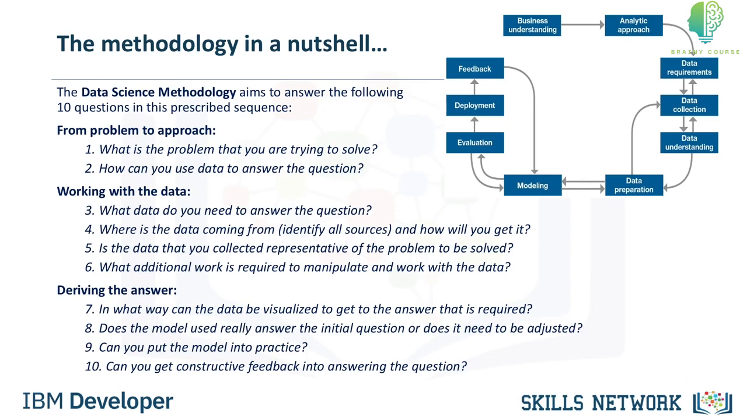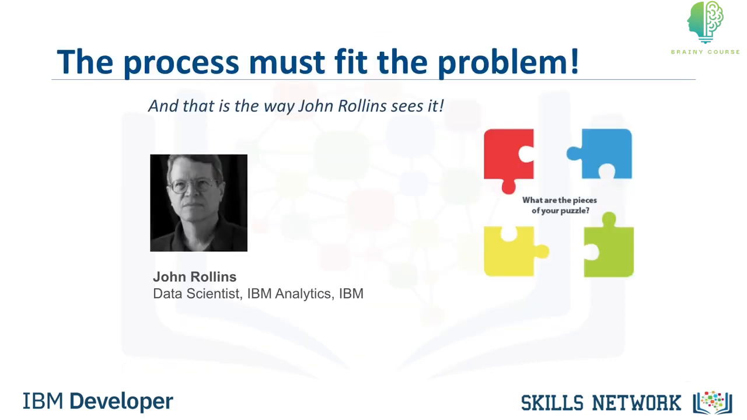And finally, you learned, in a nutshell, the true meaning of a methodology, that its purpose is to explain how to look at a problem, work with data in support of solving the problem, and come up with an answer that addresses the root problem. By answering 10 simple questions methodically, we've taught you that a methodology can help you to solve not only your data science problems, but also any other problem. Your success within the data science field depends on your ability to apply the right tools at the right time, in the right order, to address the right problem. And that is the way John Rollins sees it.